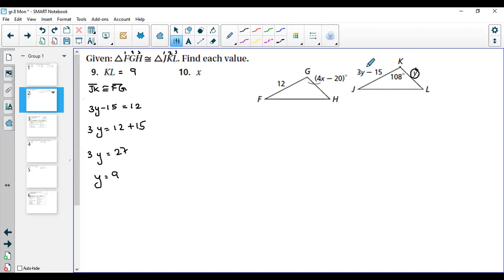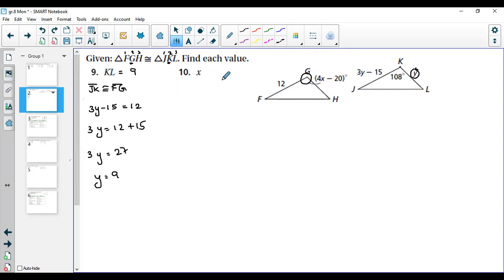Now look at the picture and figure and see where is x. Where is the thing which we could use to find x? The only thing they gave us is 4x minus 20. That too, it's a measure of the angle. This angle G is 4x minus 20. Okay. Now, which is the corresponding angle to angle G? Here look at it, angle G is 2. So the corresponding angle is K, which is 108. So we can use this.